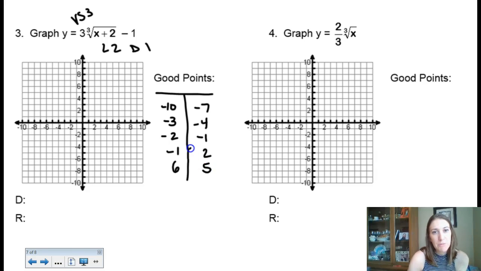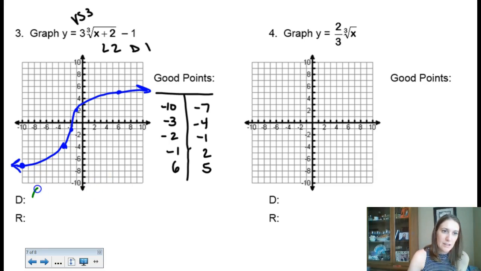All right, so those should match up to the table points as long as you typed in the function properly and as long as I actually came up with the right points. So negative 10, negative 7, negative 3, negative 4, negative 2, negative 1, negative 1, 2, and then 6, 5. So there should be some symmetry, and I do see it, so I must have done something right. And it is definitely vertically stretched, and I can tell that that little center wiggle point has been shifted left 2 and down 1, so I think life is good.